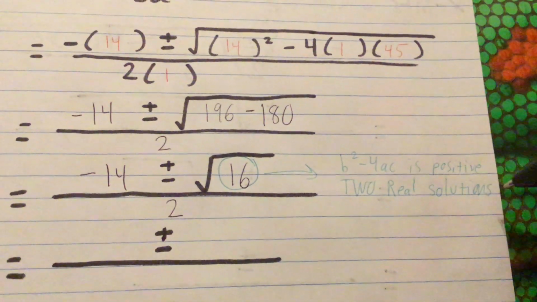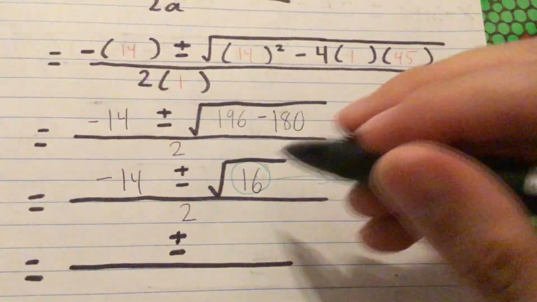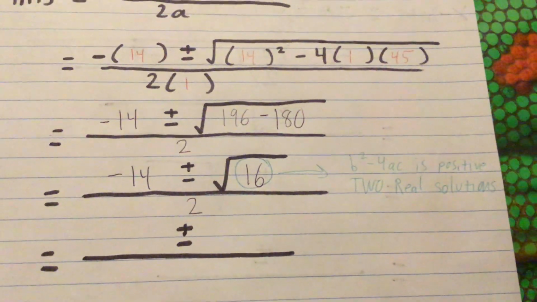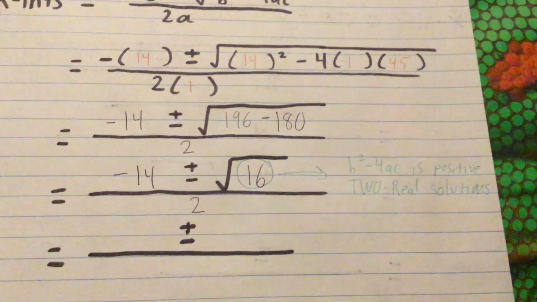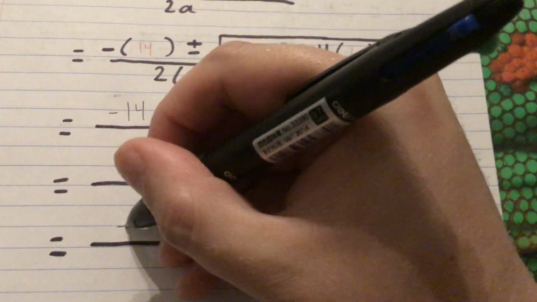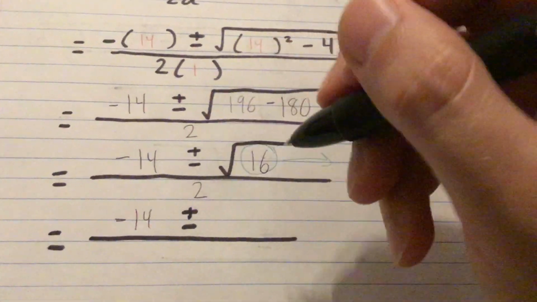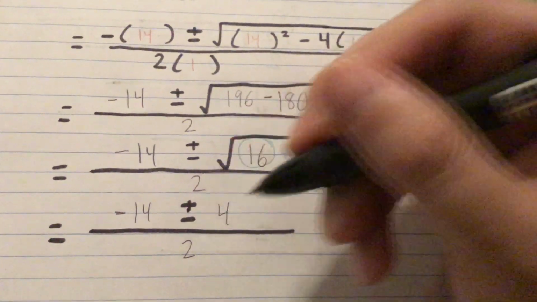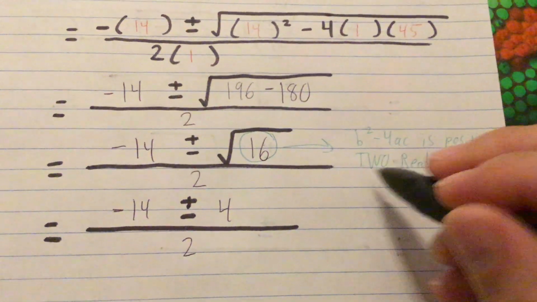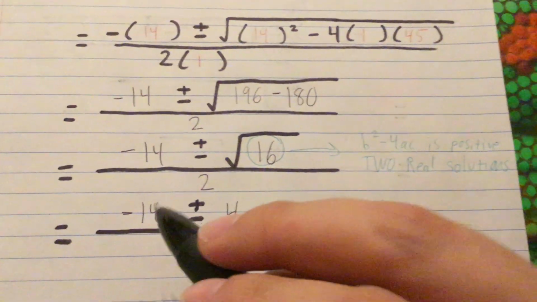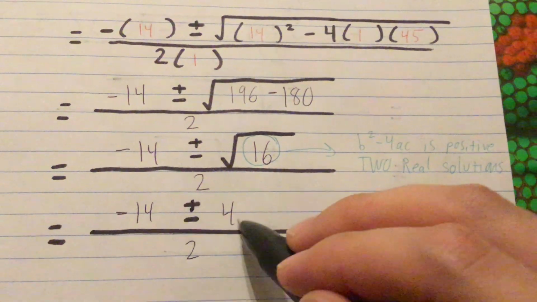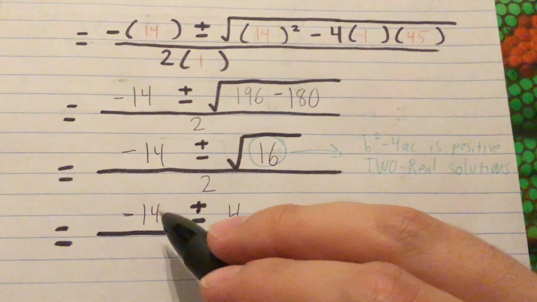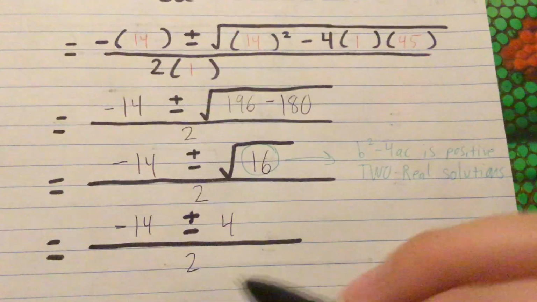So there's going to be an x1 and an x2 since it's positive. Okay, well now let's take the square root of 16. Well, that's negative 14 plus or minus the square root of 16, which is 4, over 2. So that's where the plus or minus comes in, because now that there's 2 real solutions, we're going to break this up into negative 14 plus 4 over 2 or negative 14 minus 4 over 2.